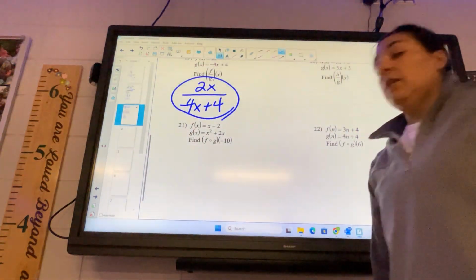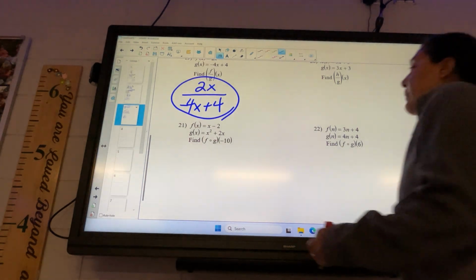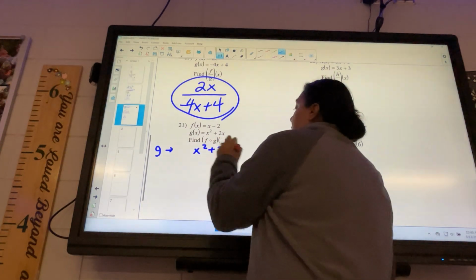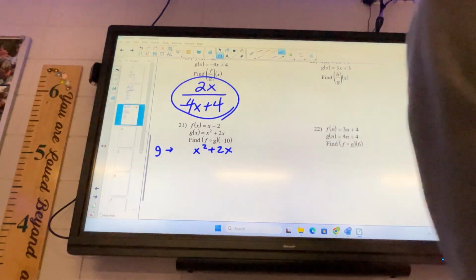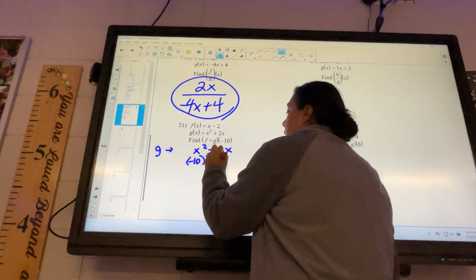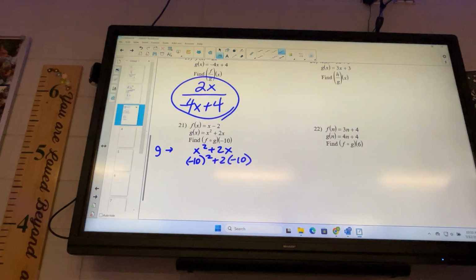Okay, 21 is the composition. What number did they give you to start? What's our initial investment? Negative 10. What is the closest letter to the negative 10? G. All right, so we're going to write down our G function. What is my G function? X squared plus 2x. Everywhere there's an x, we're going to put what? Negative 10, because that's our initial investment. You're going to type that in your calculator and see what you get.